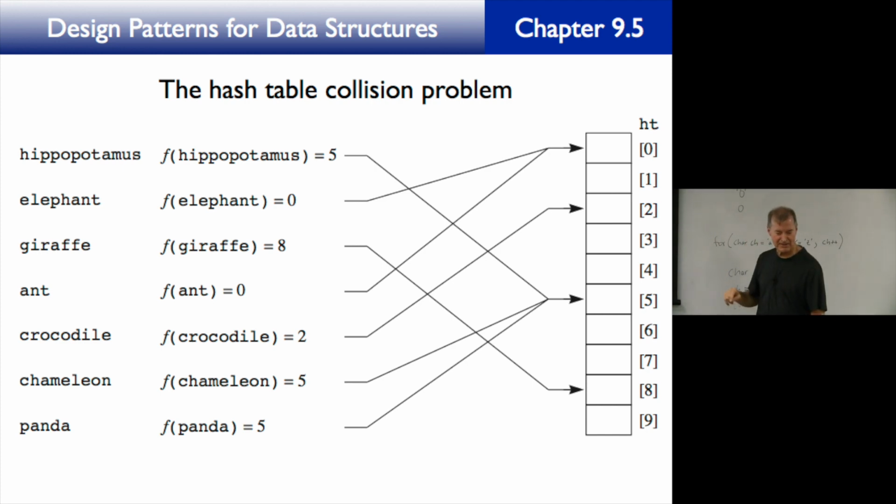The crocodile did not collide. But then the chameleon and the panda both collide. Sorry, did I say it wrong? The ant didn't collide with the hippopotamus, the ant collided with the elephant. Does everybody see that? So we have to solve this problem. But now look, let's think about this. Do you see that if the table is really, really big compared to how many keys you want to store, what does that do to the probability of a collision?